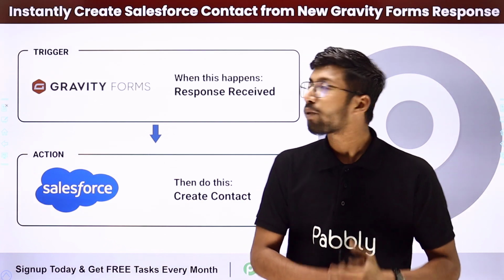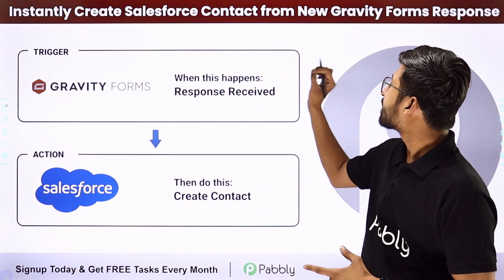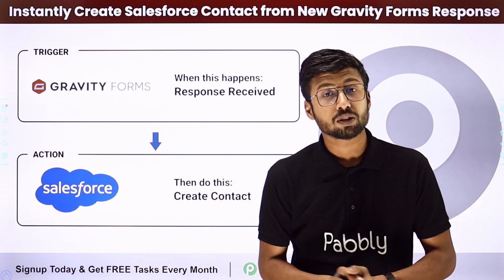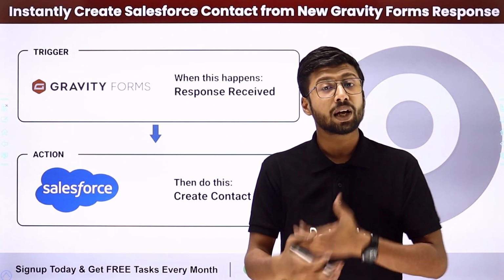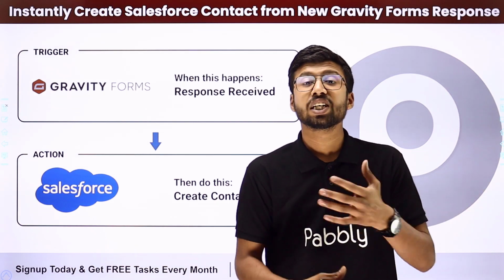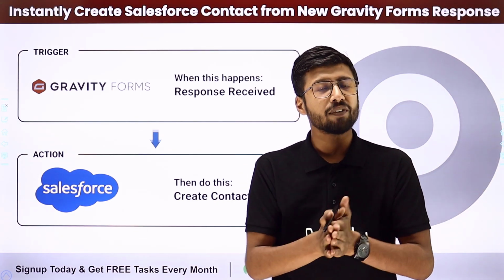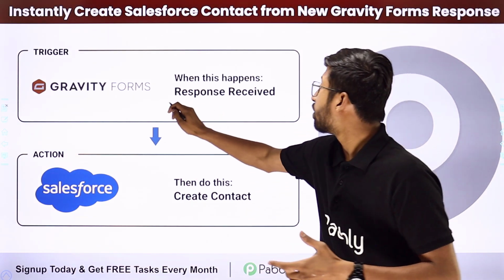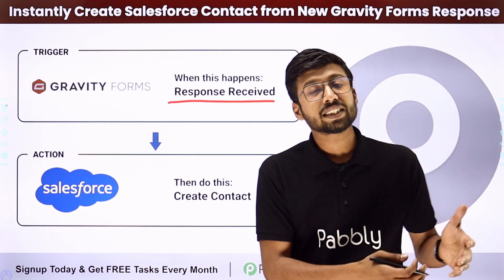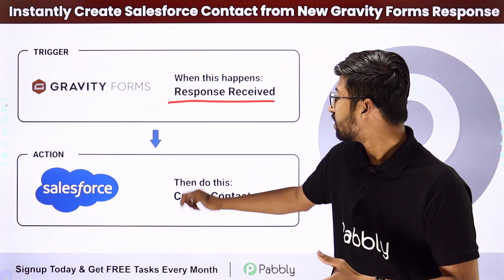So in this video, we are going to learn how to instantly create a Salesforce Contact from a Gravity Form submission. Now suppose you have created some kind of form using Gravity Forms and added that form into your website or shared it with your users. And you want that whenever a user enters the details and submits the form, whenever you receive a new form response, you add that same user as a new contact in Salesforce.